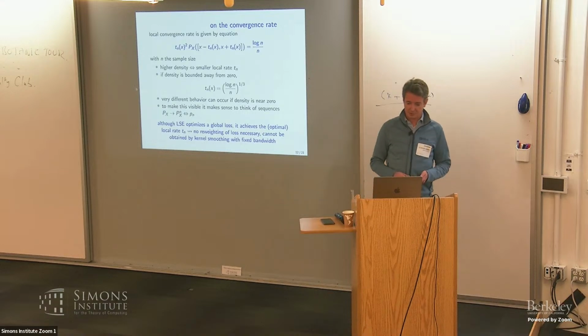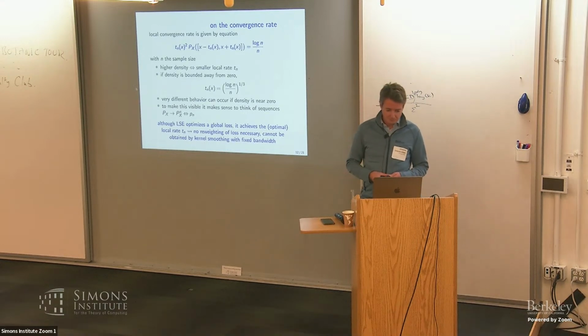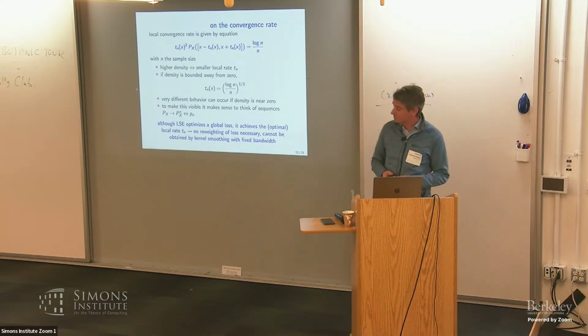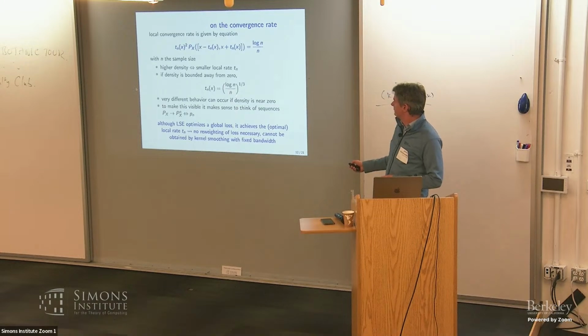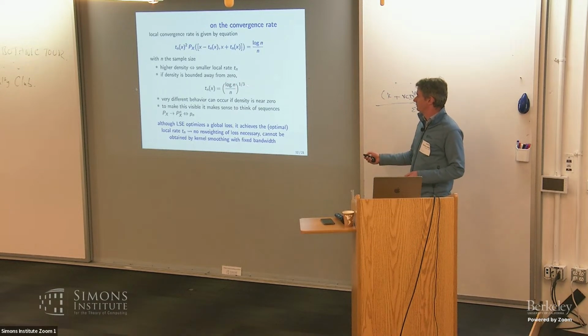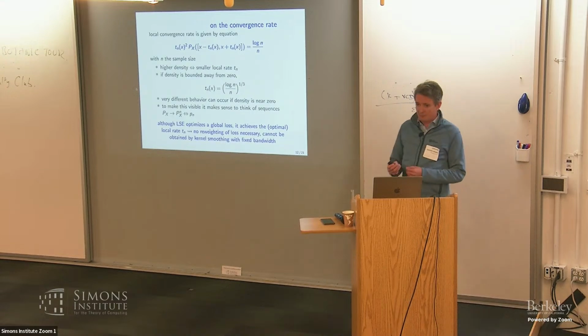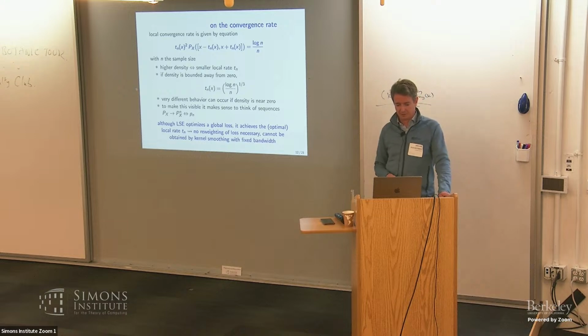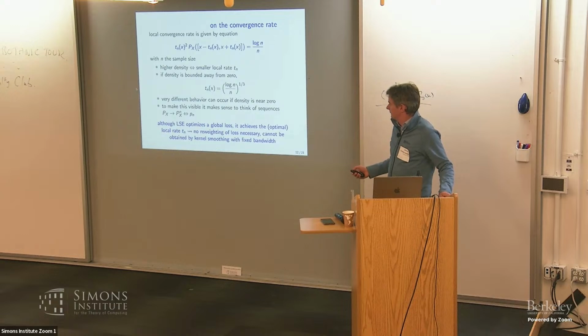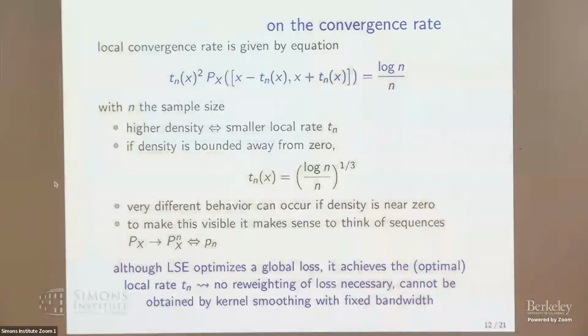Okay, so here's a bit on this convergence rate because it's implicit. If the density is bounded away from 0, then this Tn will be the rate log n over n, so basically n to the minus 1/3. But very different behavior can occur if the Tn is close to 0, and therefore so that these things don't get buried into constants, we also make the source distribution depend on the n.